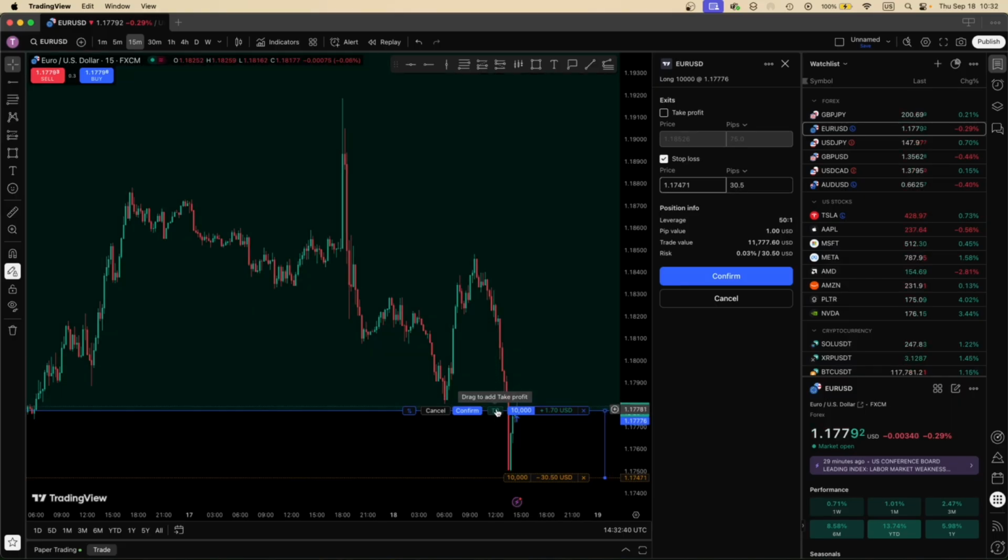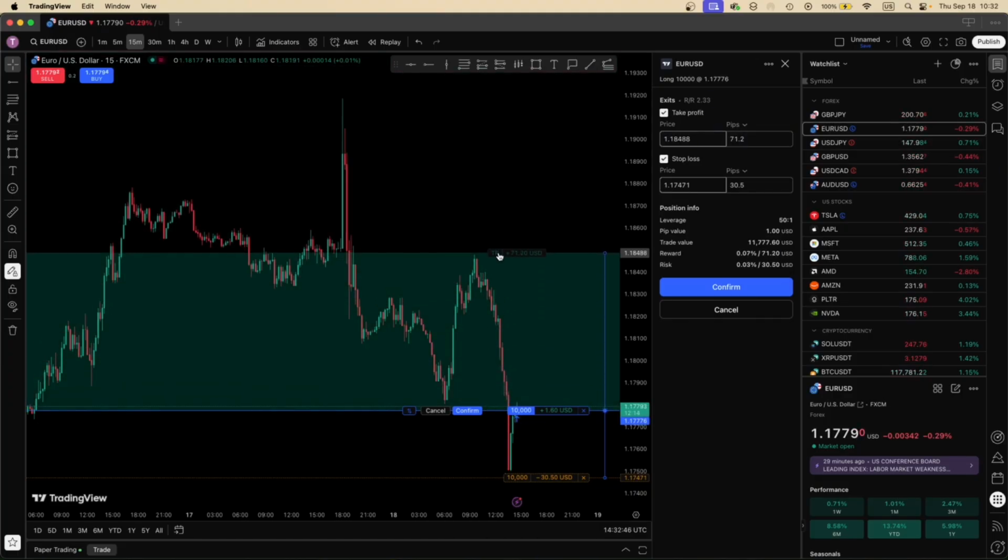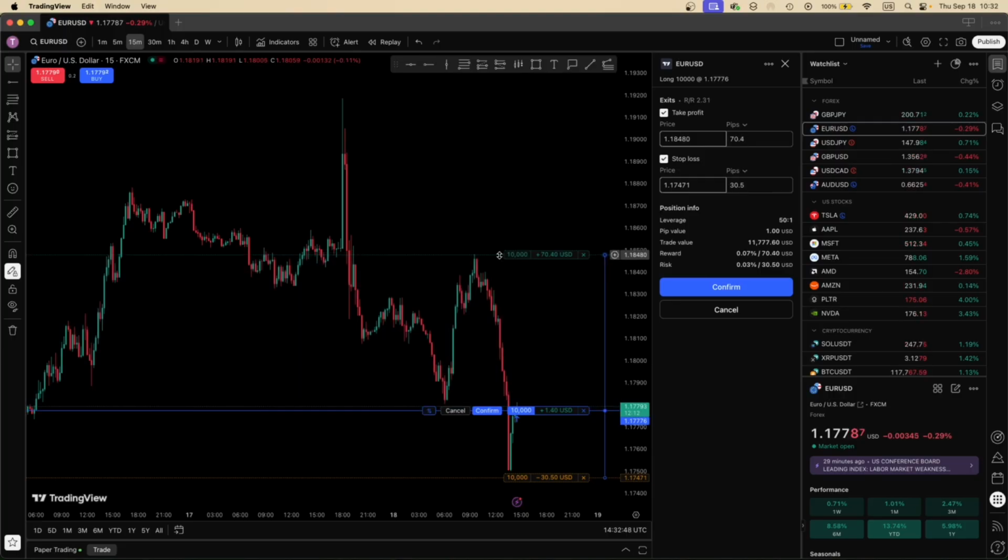But what if you want to take profit? Same thing, TP, take profit. You can say to the broker, if the price comes to this level I want to be out of the market and close the position. So you will be gaining $70 here and your loss is $30. So these are the two things for exit orders.